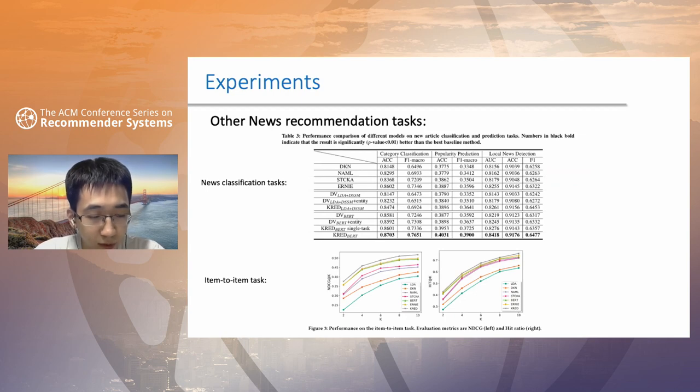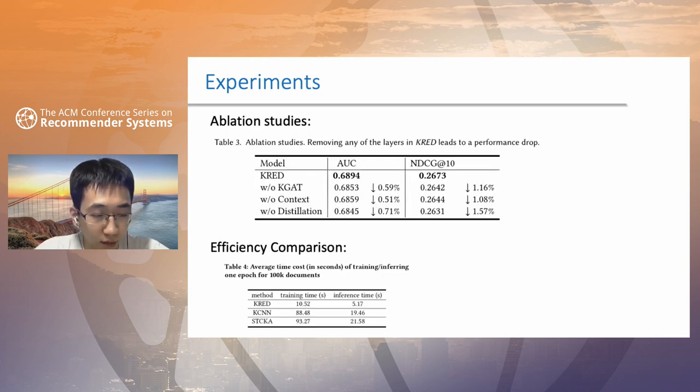Here are the experimental results of the other four news recommendation tasks. We can observe very similar results to the user to item task. And we did an ablation study of the three layers in the KRED. We removed one layer each time and tested if the performance dropped. Here is the result. We can see that removing one layer will cause a significant performance drop, which indicates that all layers are necessary in our model.